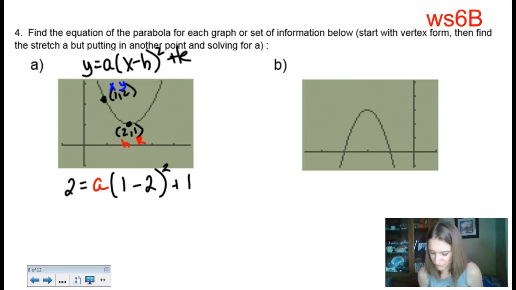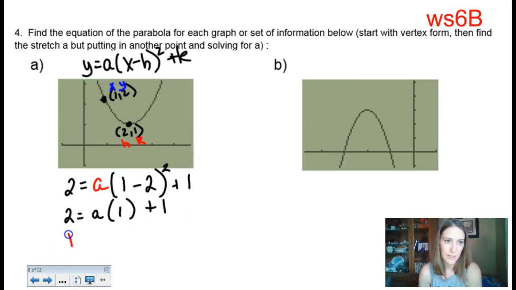So we're going to solve. It doesn't have to look pretty when you're solving this, right? I don't really care if coefficients are in front or not. 1 minus 2 is negative 1. Negative 1 squared is 1. So if I was solving that equation, next step I would subtract the 1 over and get 1 equals a times 1. And then in theory, I would divide by 1 on both sides.